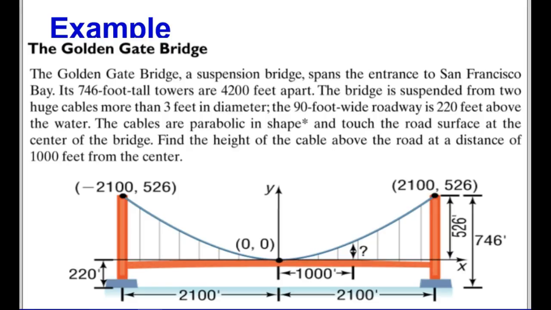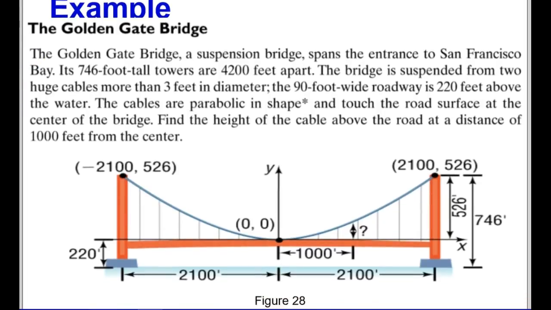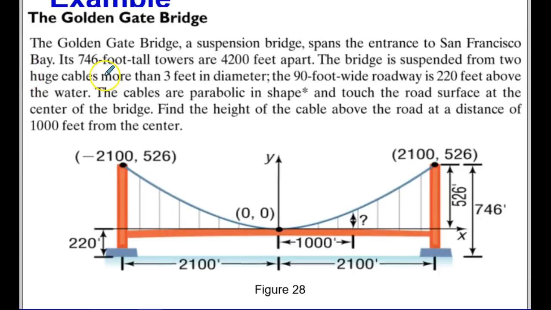So our next example, we're looking at the Golden Gate Bridge. Okay, so here's our suspension bridge that spans the entrance to San Francisco Bay. The towers are 746 feet tall, and they're 4,200 feet apart. So again, we're going to draw our picture as we go. So it's 220 feet above the water.